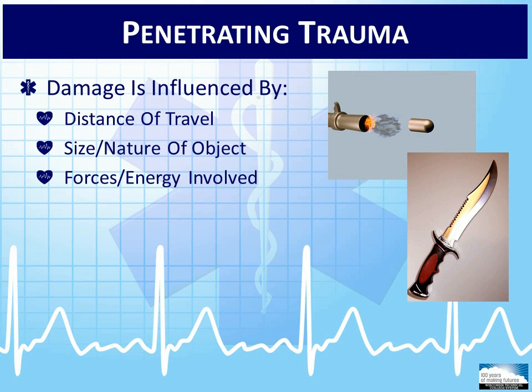While weapons are often considered when discussing penetrating trauma, virtually any item can result in penetrating trauma if significant force is applied. Pencils, scissors, forks, and nails are all examples of common objects that are often involved in penetrating trauma.